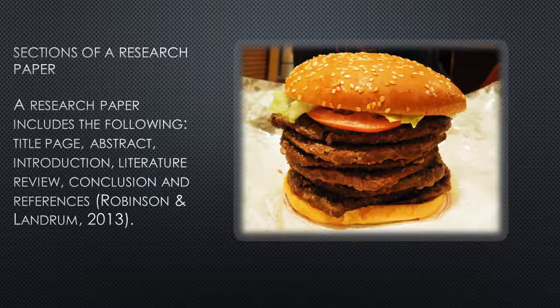There are a few sections of a research paper, which include the title page, abstract, introduction, literature review, conclusion, and references. As you can see from the picture to the right, this is how a research paper should look. Think of a research paper like a sandwich, or in this case, a hamburger. The top bun would be your introduction. The hamburger would be the meat of your paper, your research. And the bottom bun would be your conclusion. See how all of these things are needed in order to produce a research paper?